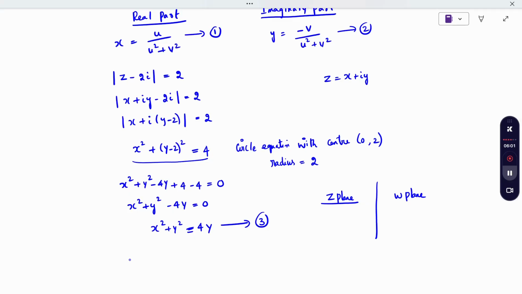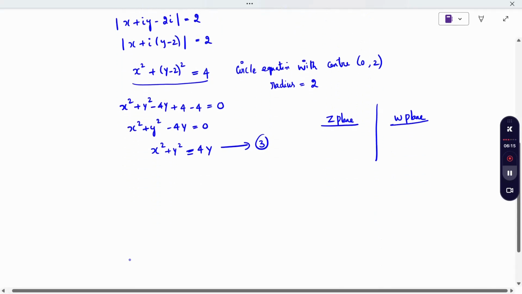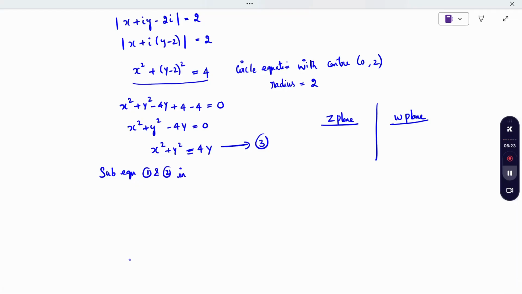So for that reason, I'm going to substitute equations 1 and 2 in the third equation. I will get u and v, and now we can draw a line. Last I will draw the diagram. First I will find the points for u and v, so substitute equations 1 and 2 in 3.